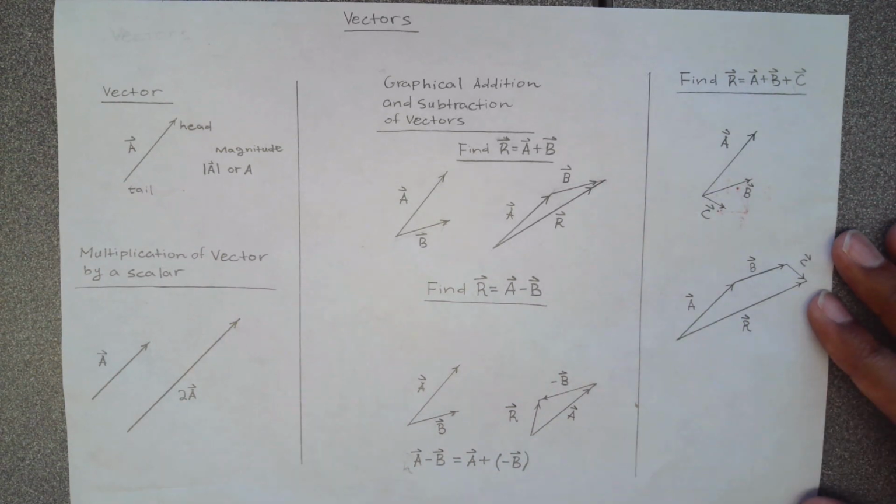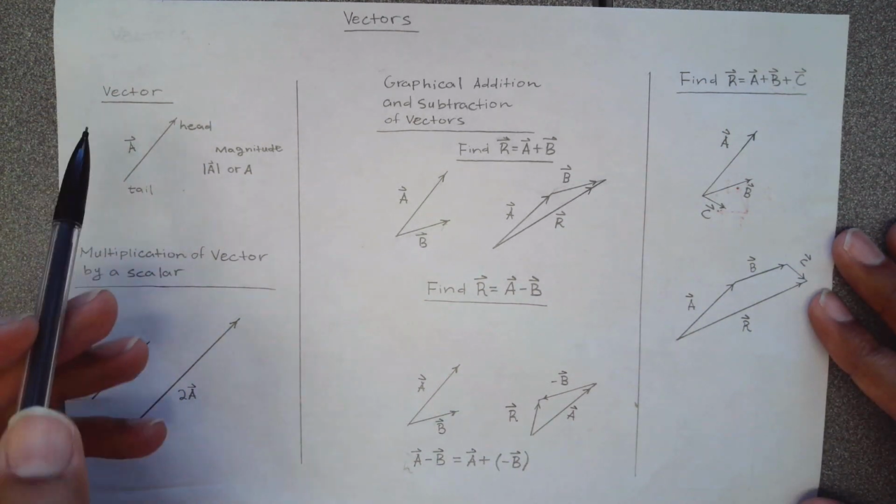Okay, vector quantities are quantities like displacement, velocity, force, acceleration. All of these quantities have a number associated with them as well as a direction associated with them. So we just want to understand the general idea of a vector here.